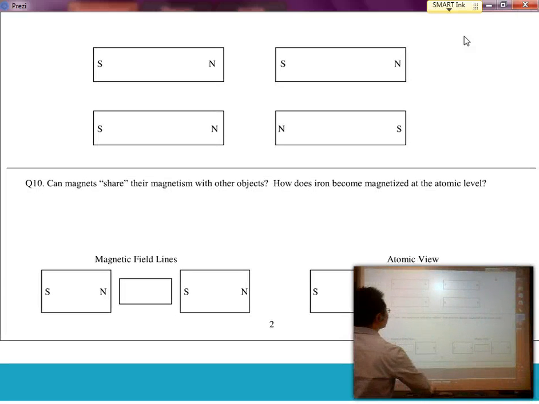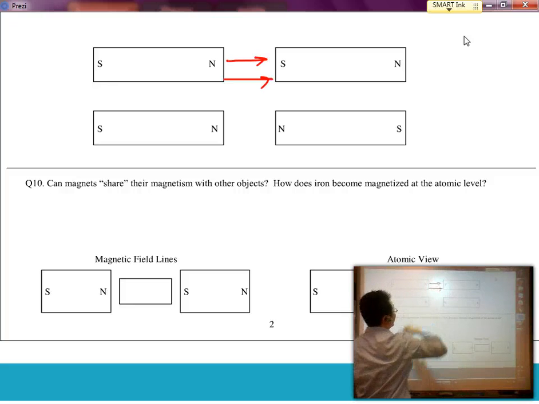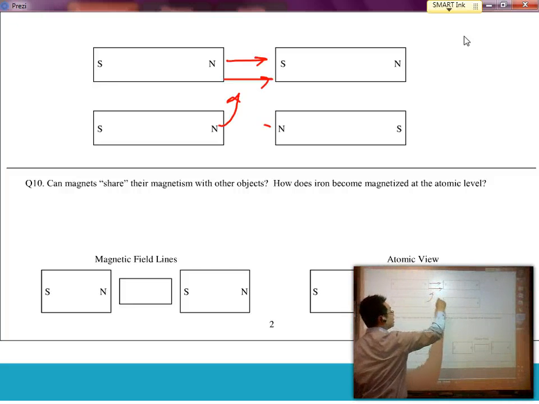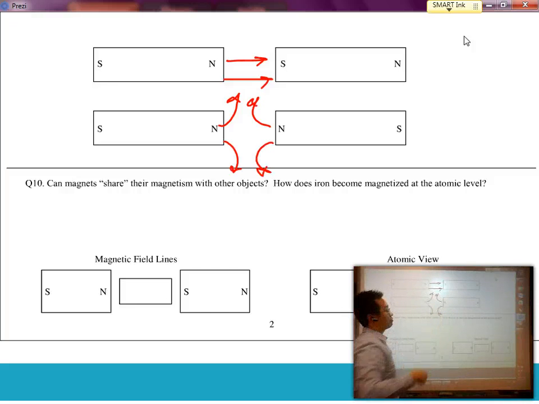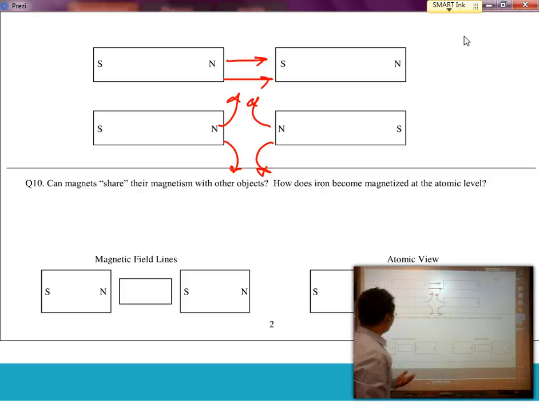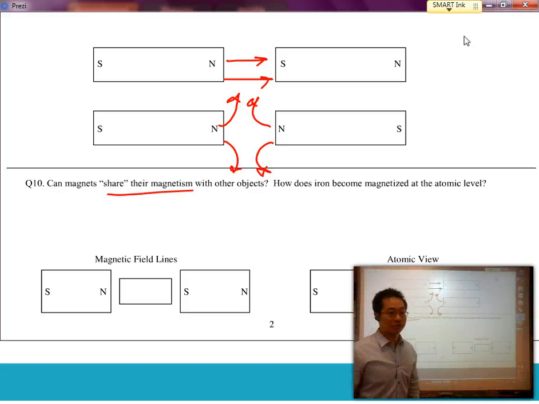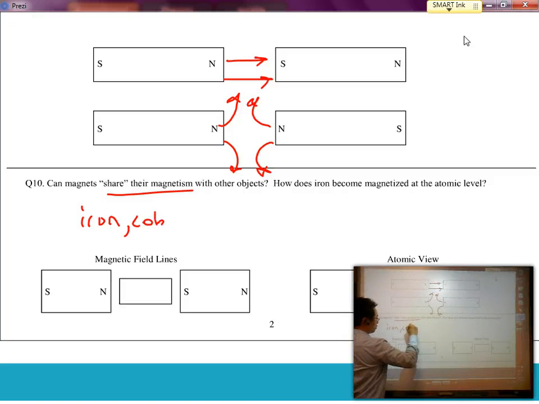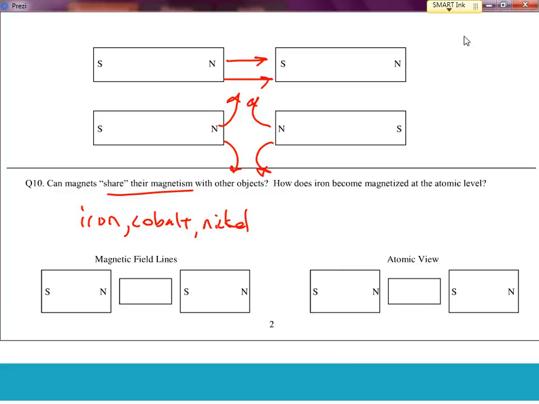Even if you have two bar magnets near each other, we can always say that they go out of north and into south. It's easy enough. And like electrostatic fields, they're going to repel away from each other if they're the same pole. And we do know that magnets can share their magnetism with other objects, mostly iron, cobalt, and nickel. When we draw these magnetic field lines, they are able to permeate through the iron and realign its magnetic domains so that they're all pointing in a certain direction.